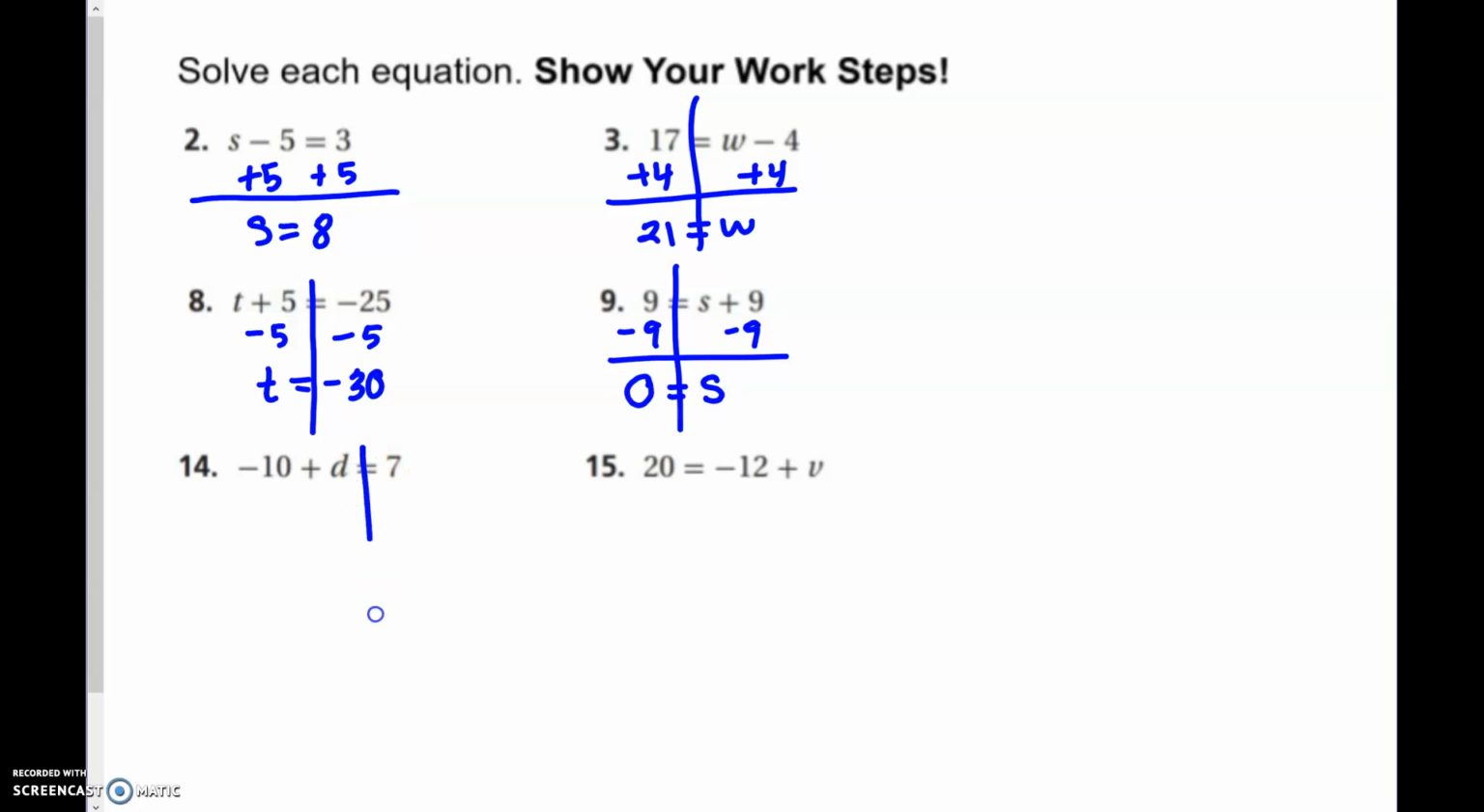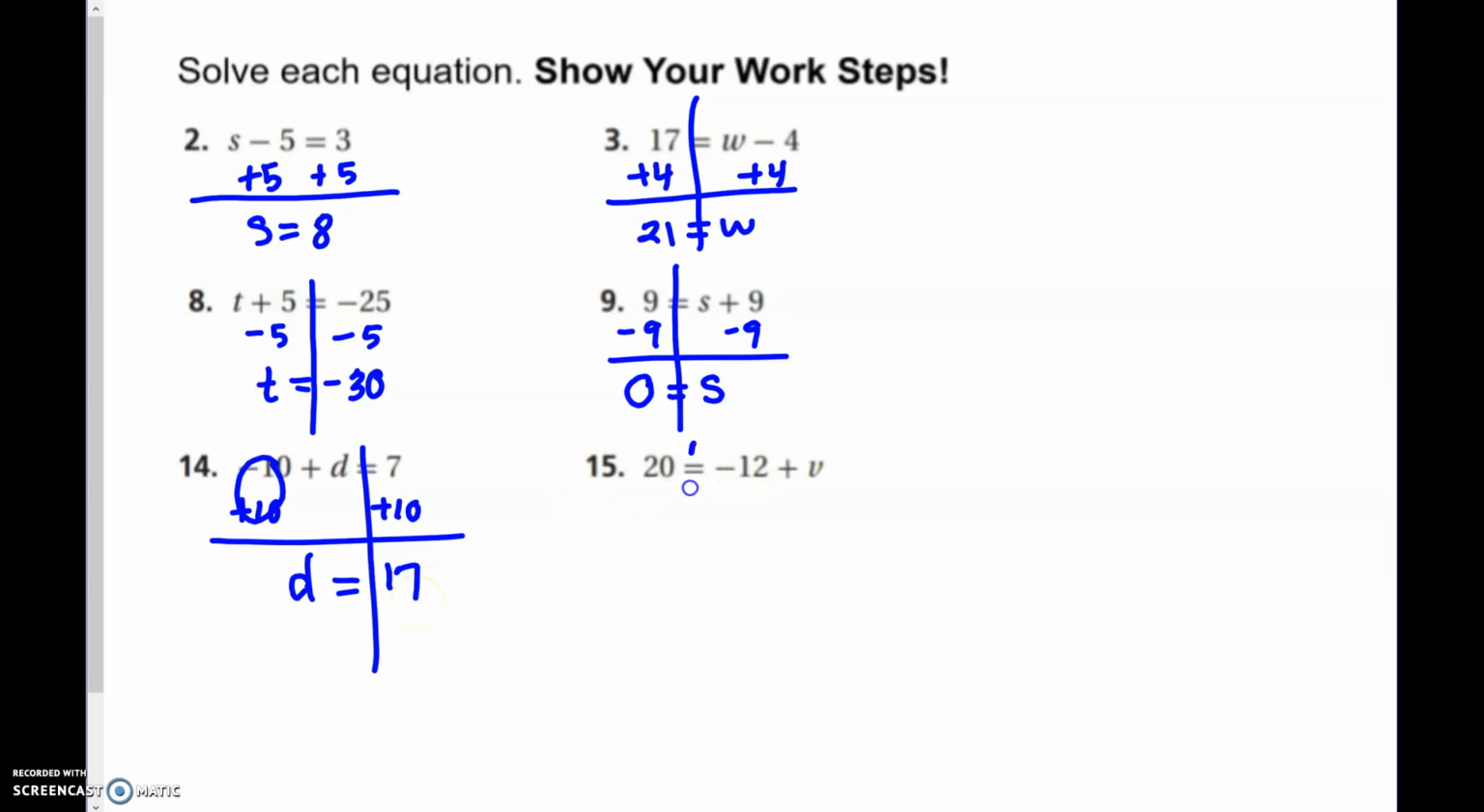All right, number 14, the number that's by the D is the negative 10, and the opposite of a negative 10 is a plus 10. So these cancel out, and D equals 17.